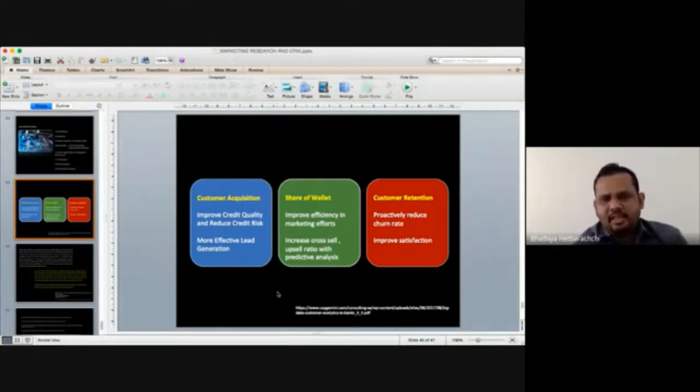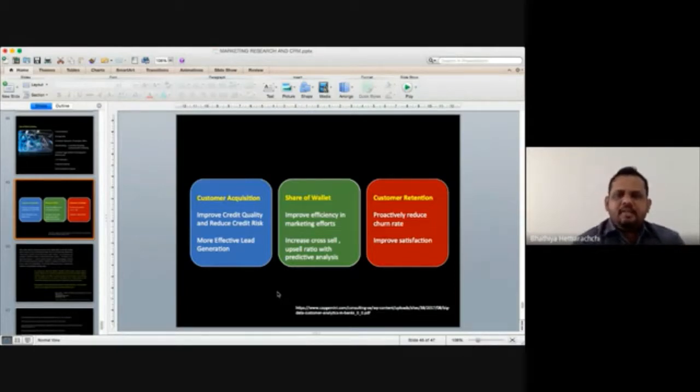Then the second, it will help you to improve share of wallet, right? So improve efficiency in marketing efforts by having tailor-made appeals, offers. Then it will help you to increase cross-sell, upsell ratios with predictive analysis, right? And that will help you to improve share of wallet, right?